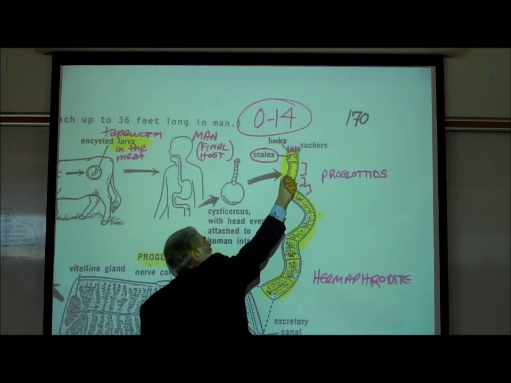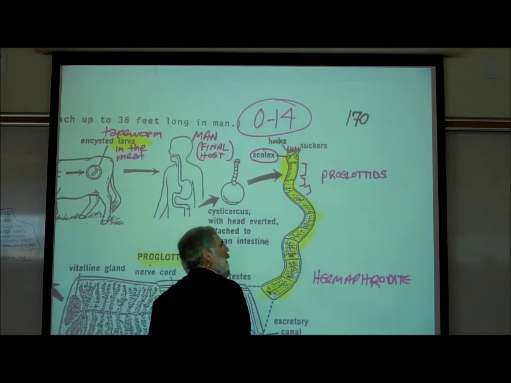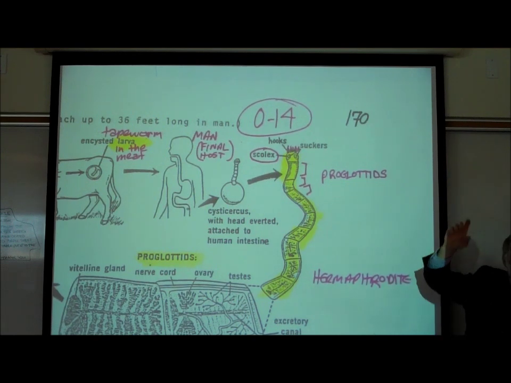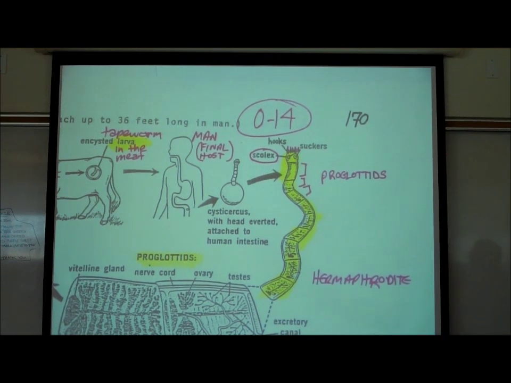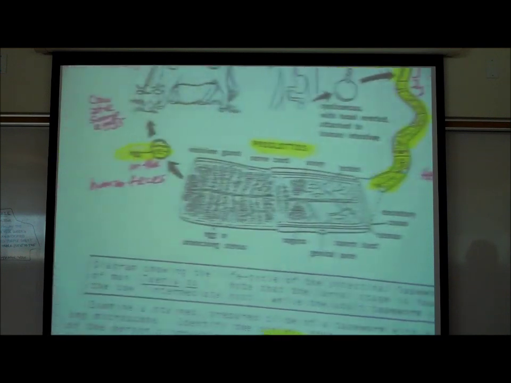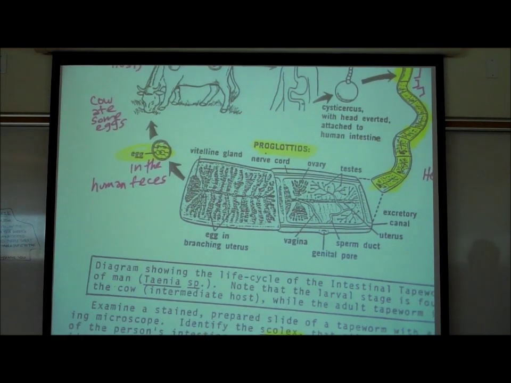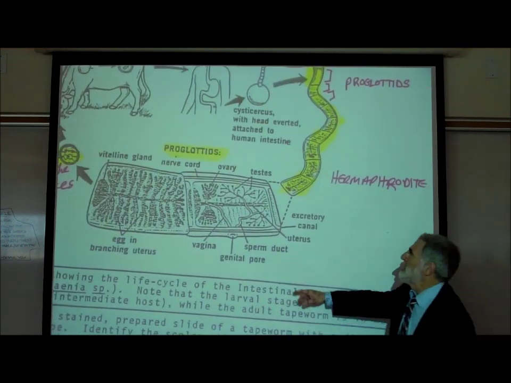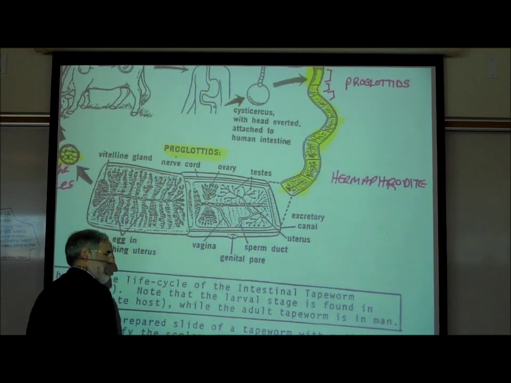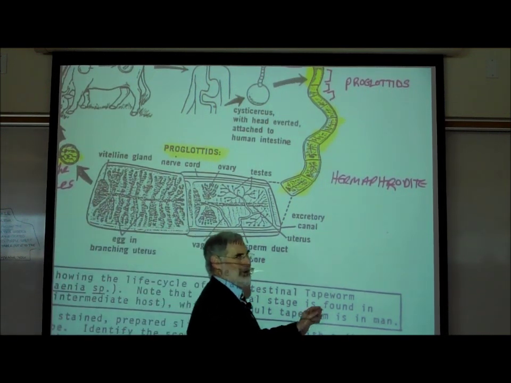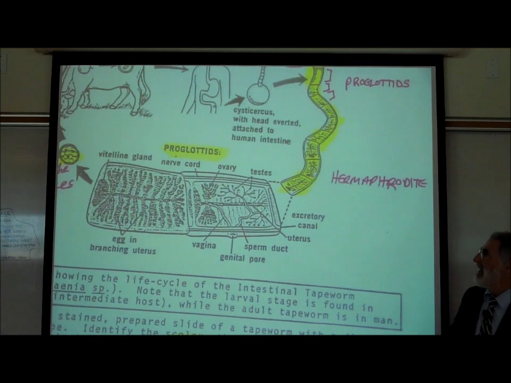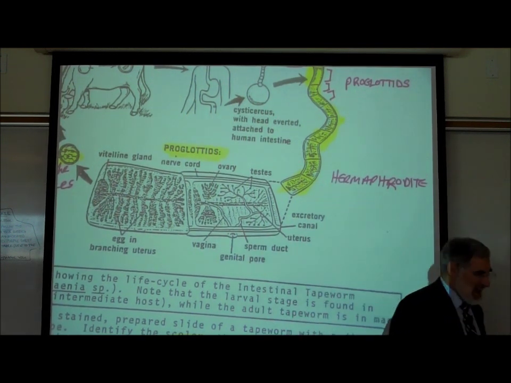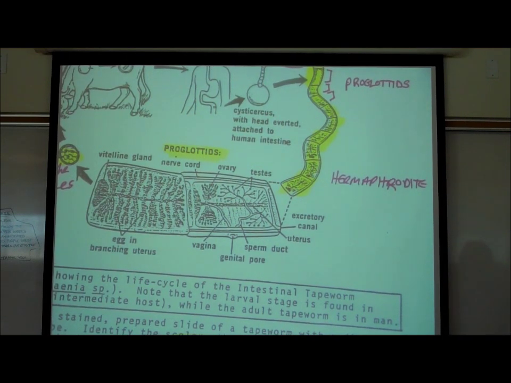Attached to the scolex are increasing numbers of proglottids, and it keeps forming more and more proglottids, which make it grow longer and longer. Now, what are proglottids? In each proglottid, they're like reproductive machines. You'll notice that in each proglottid, there is both a testes and an ovary. So in other words, it's a hermaphrodite. And basically, it fertilizes its eggs, and then it forms these eggs. And so the proglottid is just filled with a bunch of eggs.